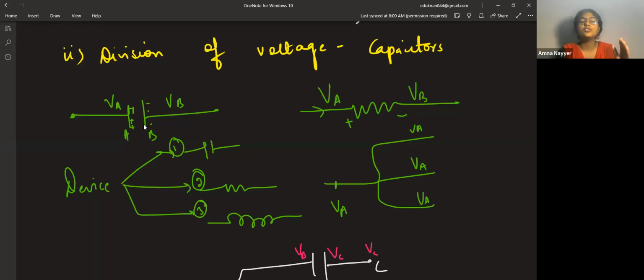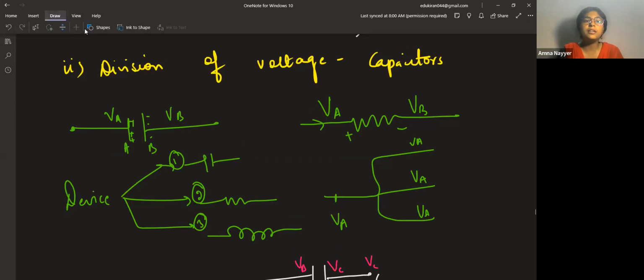All right. So a device is there. All the three devices are there. If you are having a parallel plate capacitor, the potential on either side will be different. If you are having a resistor, the potential on either side will be different. Fine. Potential will be different on either side.